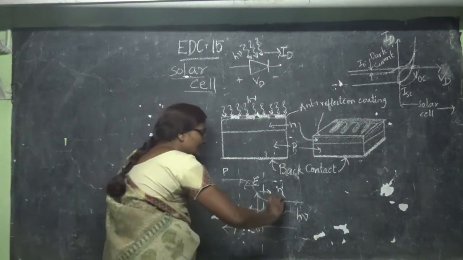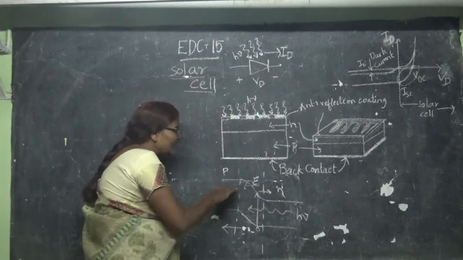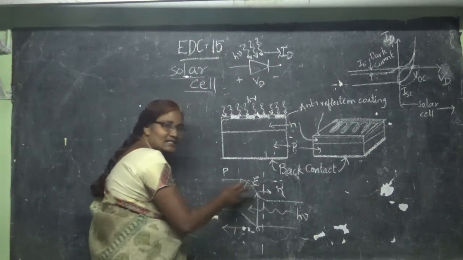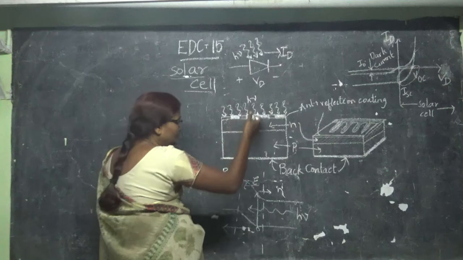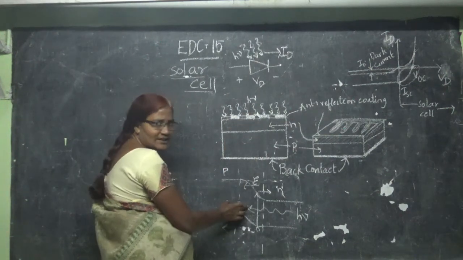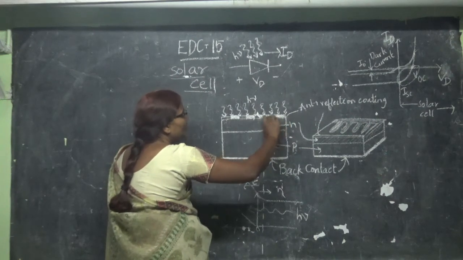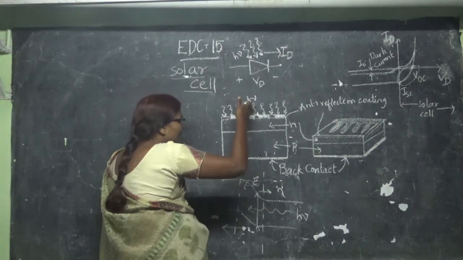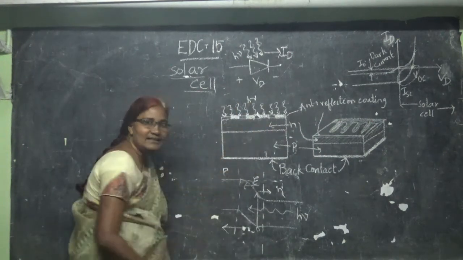So in these regions, electron-hole pairs will be formed due to the light energy, but there will not be any driving force to carry the electrons in this direction and holes in this direction. So maximum light has to reach the depletion region. For that reason this N-type layer is made thin. We make it very thin, so whatever light is coming will directly touch the depletion layer.